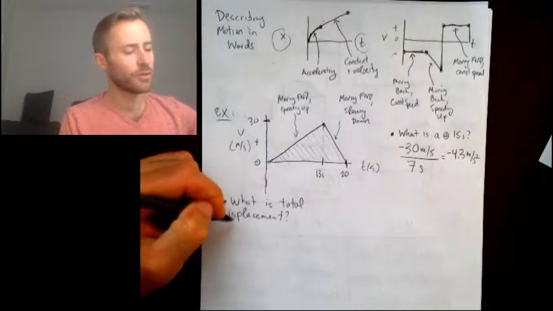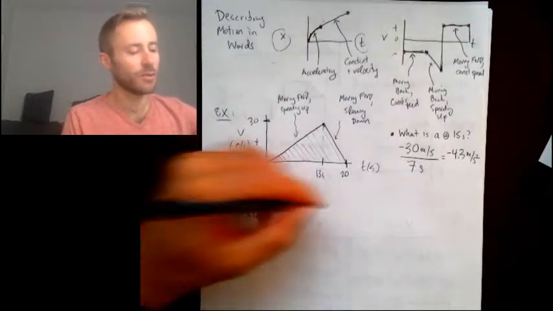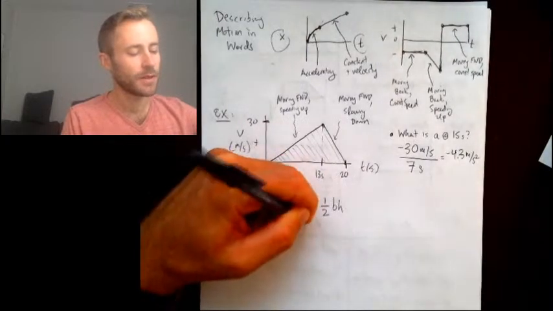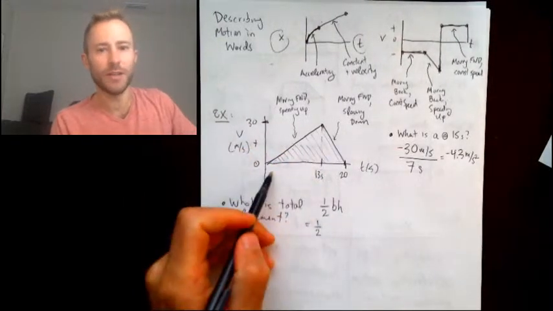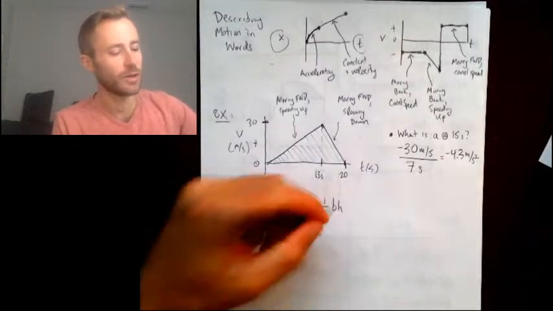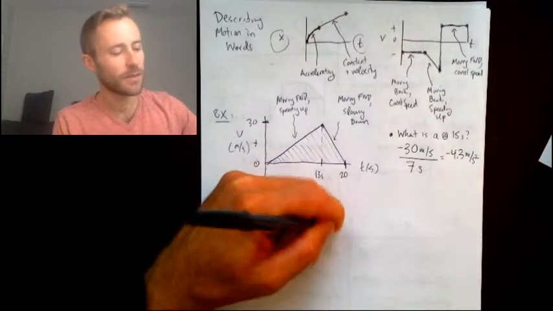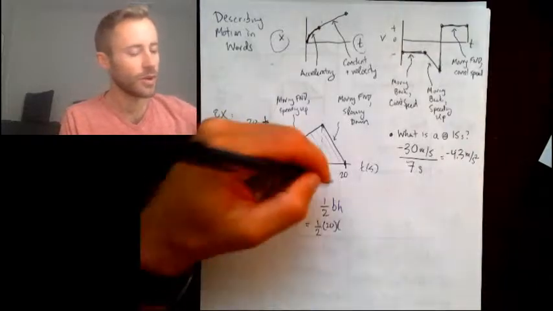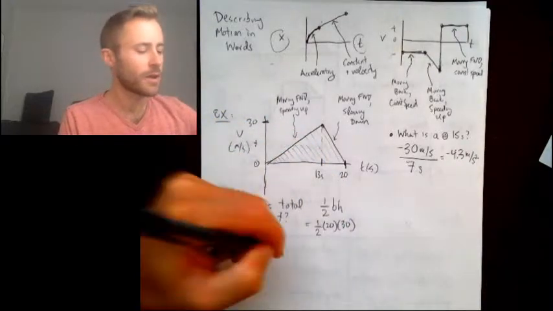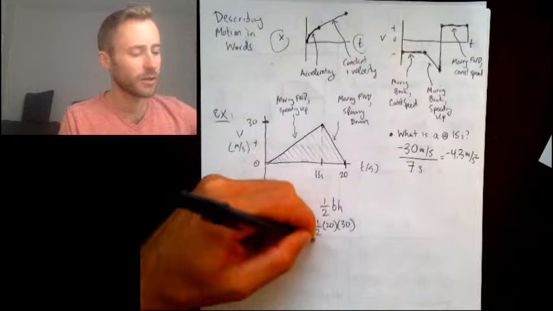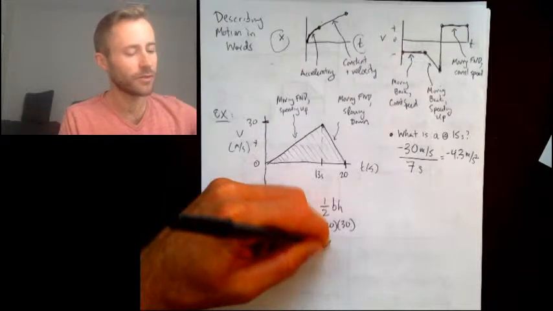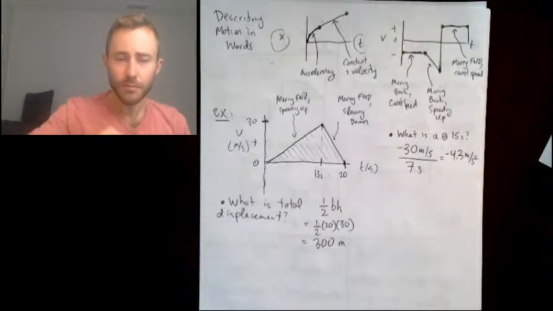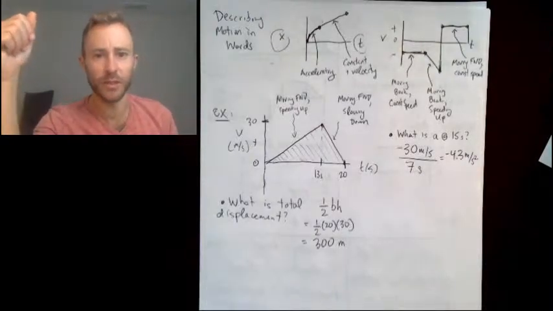So the total displacement is going to be the area of that triangle. The formula for area of a triangle is 1/2 base height. So that's going to be 1/2. The base of the triangle is from 0 to 20. The height is from 0 to 30. So 1/2 times 20 times 30. So that's going to be 300 meters. So that would correspond to the distance between stoplights.